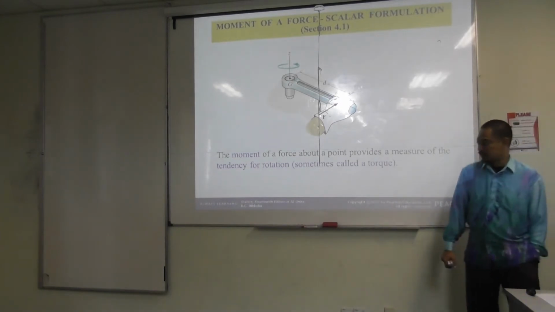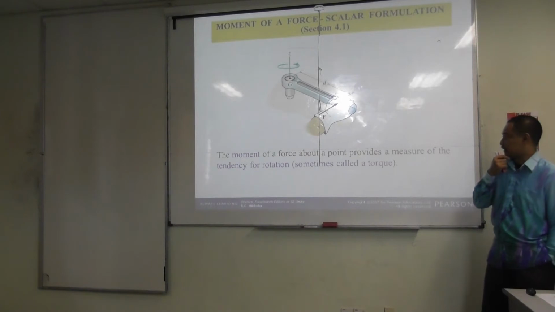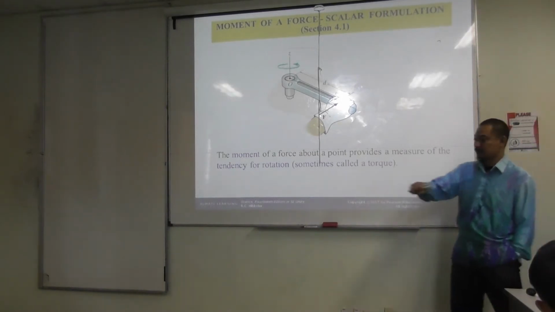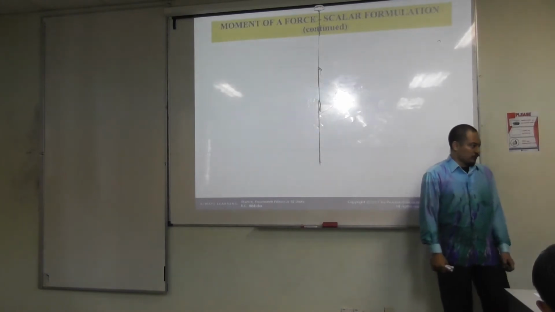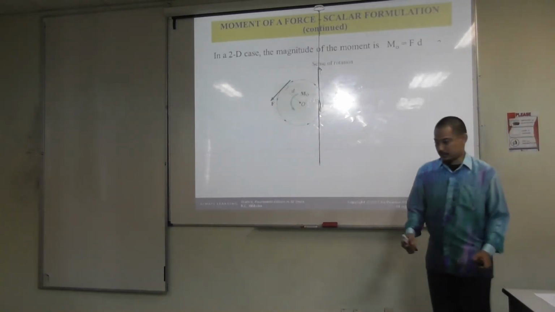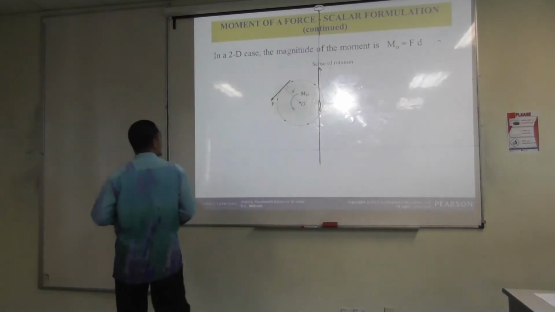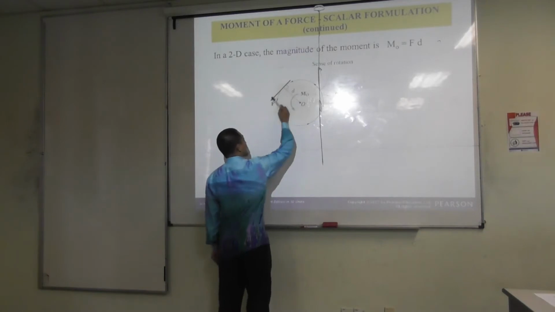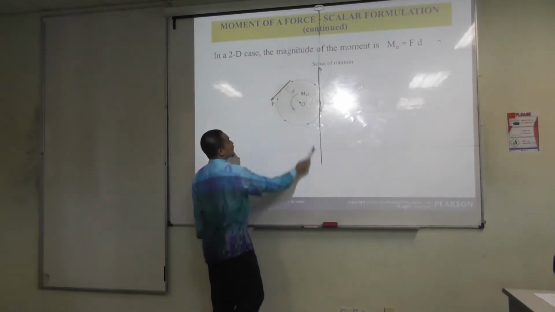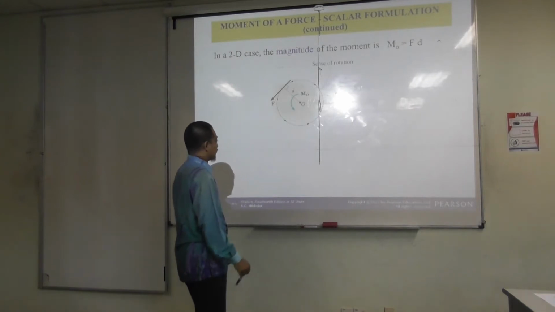We have different types of moment that we'll be learning. The first type is moment about a point. So how to measure? If we have a point here and a force there, the calculation is given by M equal to F times D.